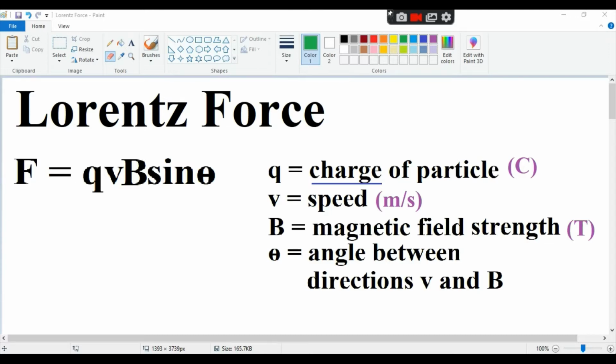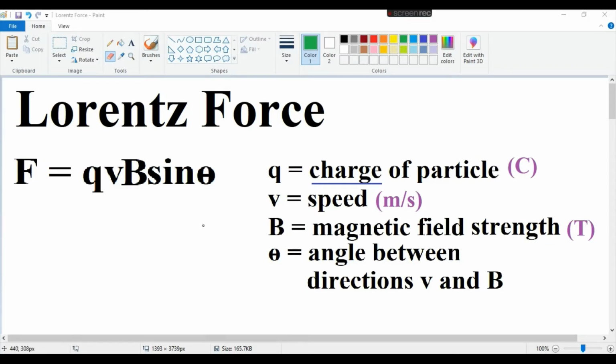So to start off, we need to know what the Lorentz force is. The Lorentz force is the magnetic force on a charged particle that is moving through a magnetic field. What we're going to start with is obviously the equation.